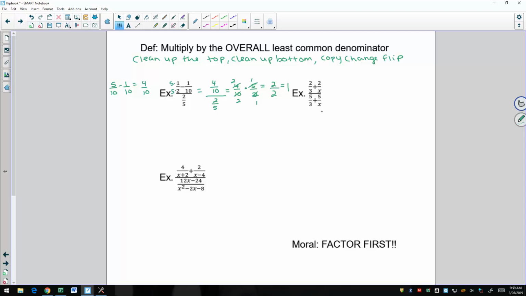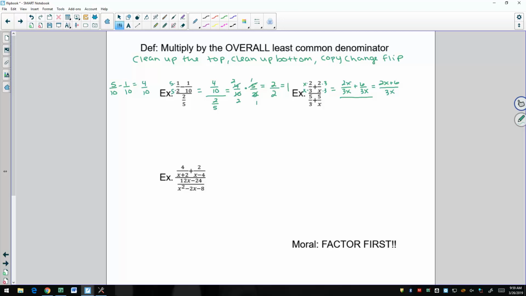Okay, the next one looks a little bit uglier because there is actually 2 fractions on top and 2 fractions on the bottom. So first, let's ignore the bottom, clean up the top. My common denominator is going to be 3x. So I have to multiply the left side, top and bottom, by x, the right side by 3. So I get on the top 2x over 3x plus 6 over 3x, which equals 2x plus 6 all over 3x.